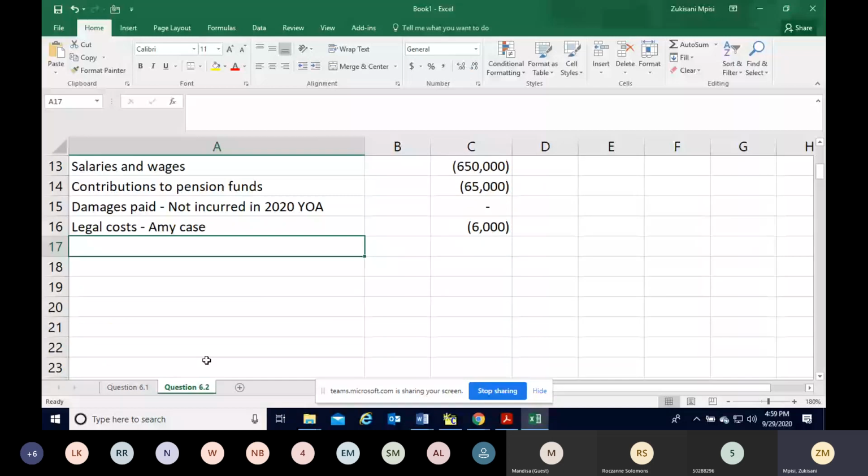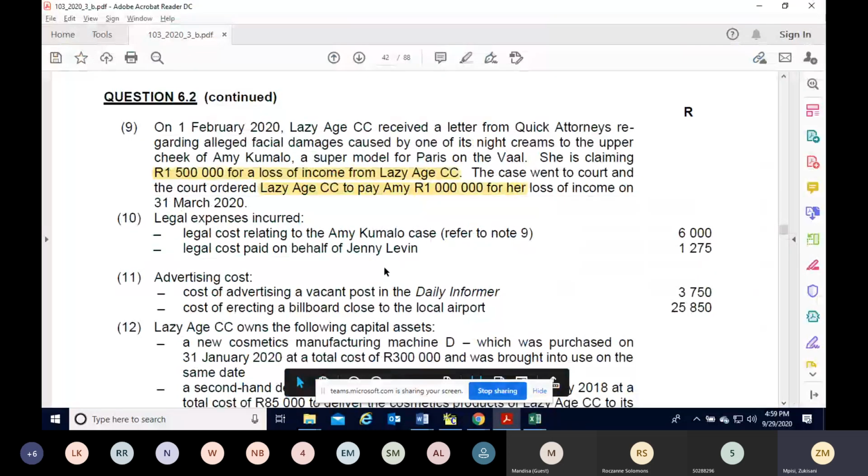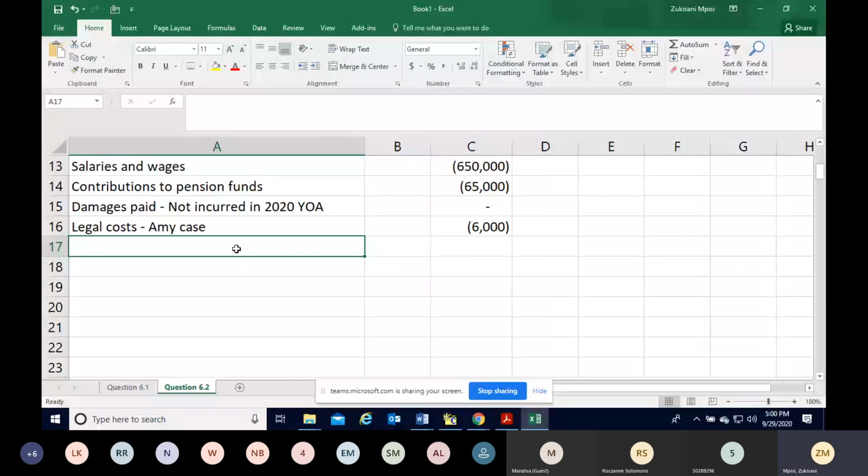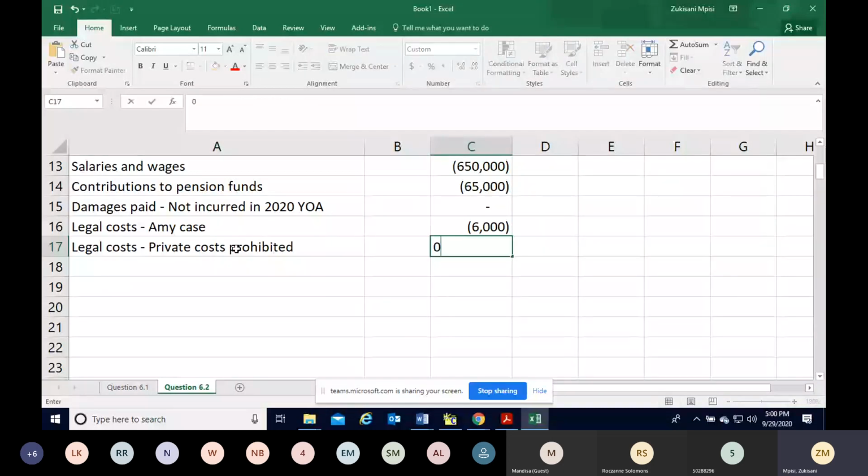So legal costs paid on behalf of Gen 11, we can already see that this is a private cost. So this does not seem to be for the company. So it's private costs, and such private costs are prohibited from being claimed on behalf of the company.